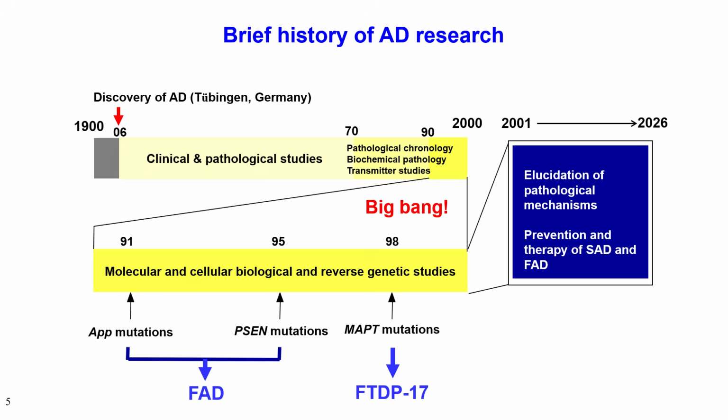This slide illustrates a brief history of AD research initiated by Alois Alzheimer in 1906, which was followed by clinical and pathological studies, biochemical pathology, and the Big Bang that identified FAD-causing mutations and FTDP-causing mutations in the 1990s. And we are in the middle of the next stage.